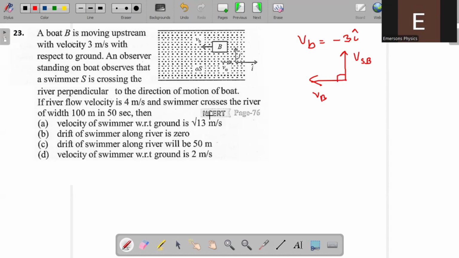Okay, we come to the second part. If the river flows with a velocity, the velocity of the river is 4 meters per second. 4 meters per second is the velocity of the river, and the swimmer crosses the river. With what velocity does he cross? 100 meters in 50 seconds.